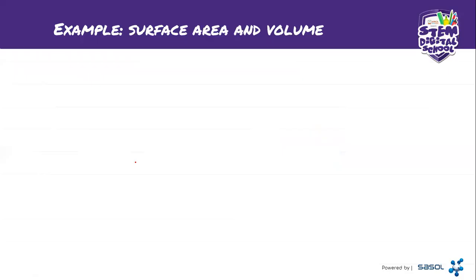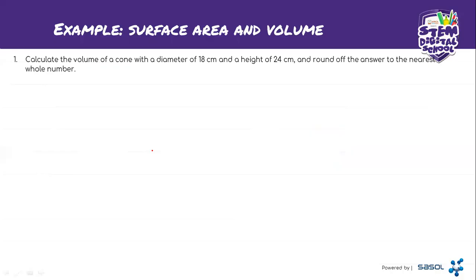All right, we have another example under surface area and volume. The first question says calculate the volume of a cone. We are now talking about a cone. You can see on the screen we are having a cone with a diameter of 18 centimeter and the height of 24 centimeter, and round off the answer to the nearest whole number.